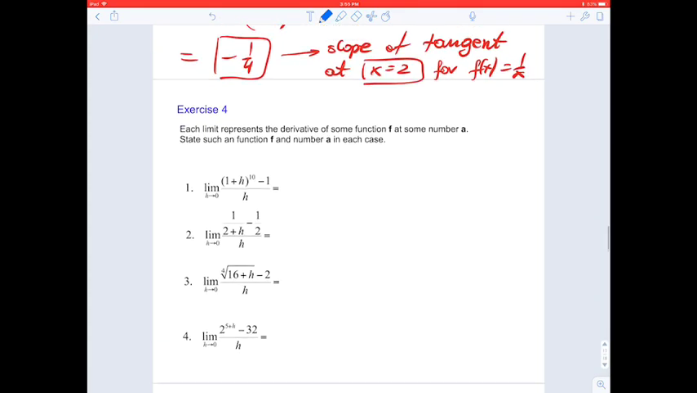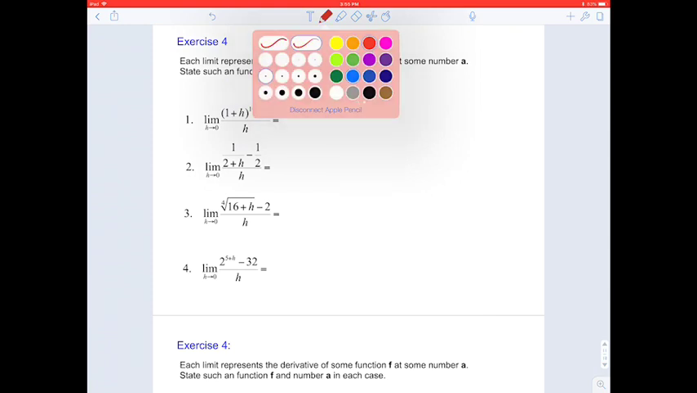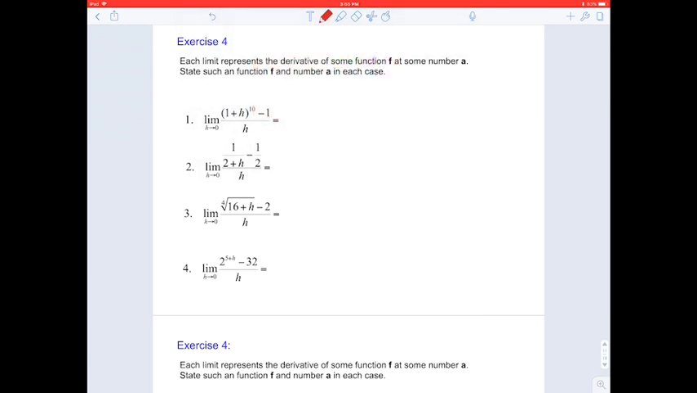Now let's look at this exercise. This exercise will test if you really understand the concept of the derivative at the point a. Each limit represents the derivative of some function f at some number a. State such a function and the number a in each case. Limit as h goes to 0 of the quantity 1 plus h to the power of 10 minus 1 to the power of 10, over h. That means this represents the derivative, and I can nicely see the value a is 1.